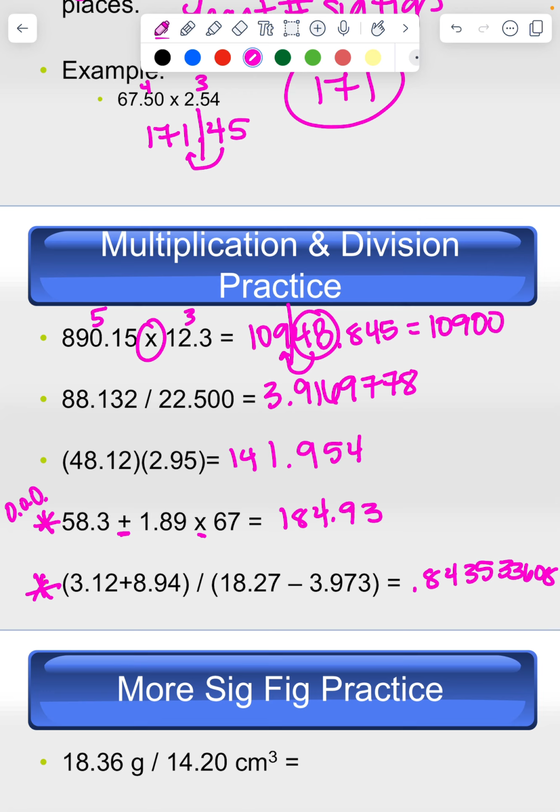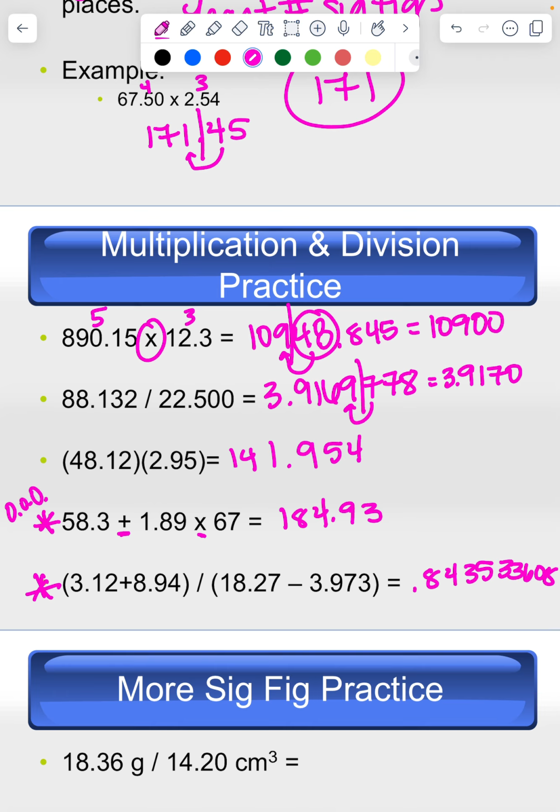All right, for number 2, we have 5 sig figs in both of those, so I want 5 total sig figs. All right, so there's a 7 behind our last sig fig, so that's going to round it up, so it's going to be 3.9170. For this one, I'm still multiplying. It's just in a different format.